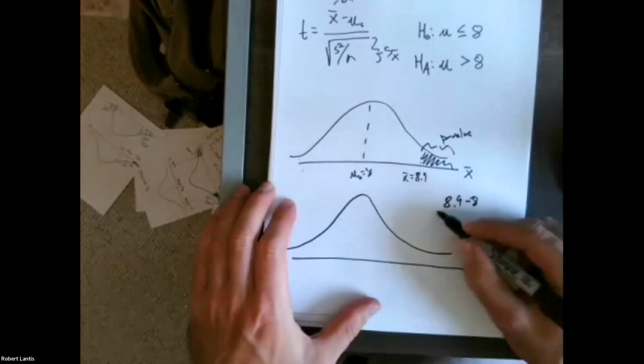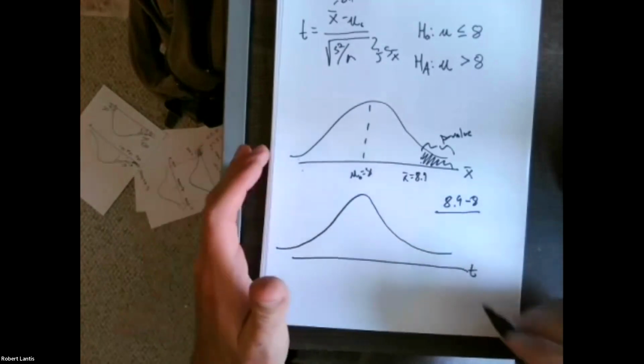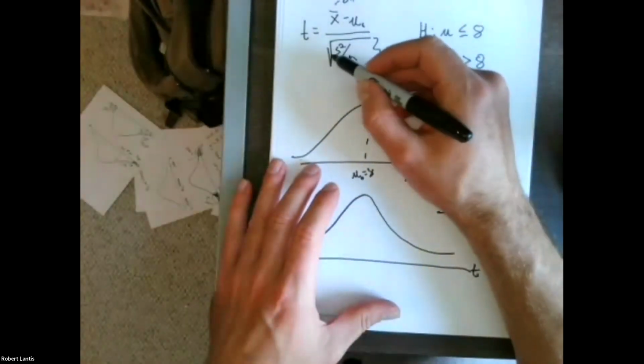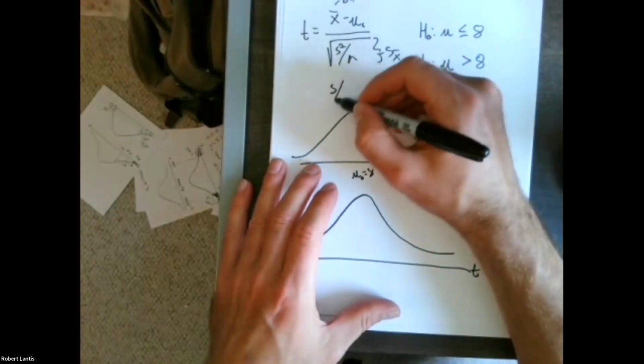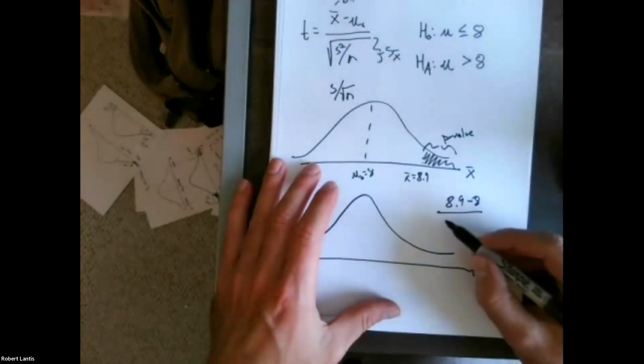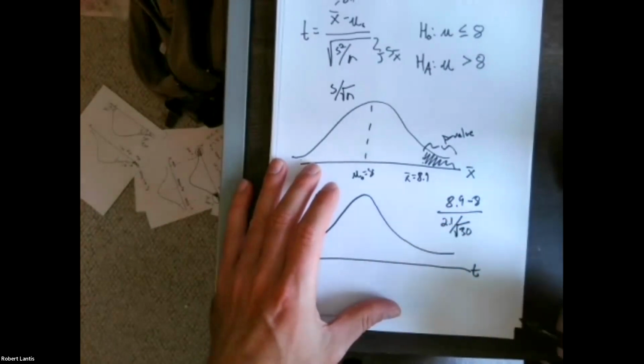8.9 minus 8. I think I said the standard deviation was 2.1. So you can do this one of two ways. I think I have two versions on the formula sheet. Another way we could have rewritten this, I'm taking the square root of something squared. So the standard deviation divided by the square root of n. So here I've got a standard deviation of 2.1. Sample size was 30.